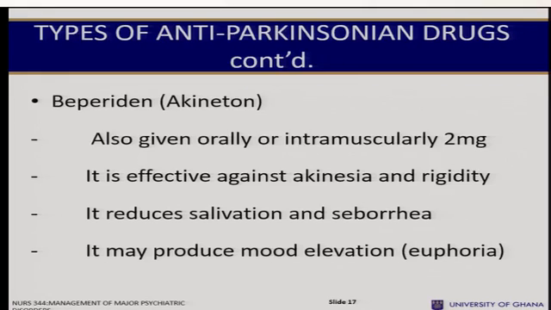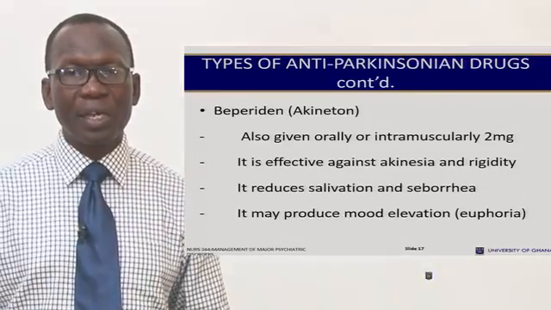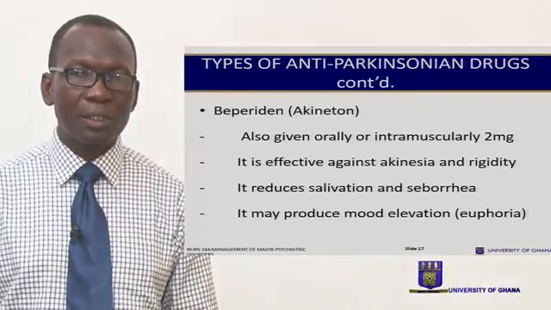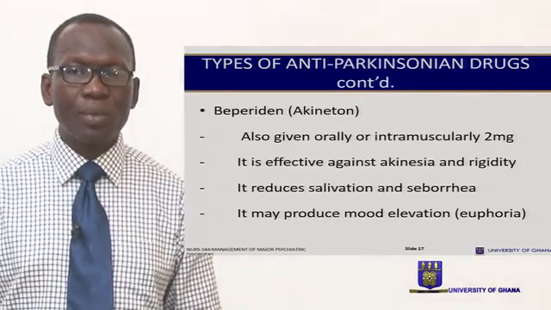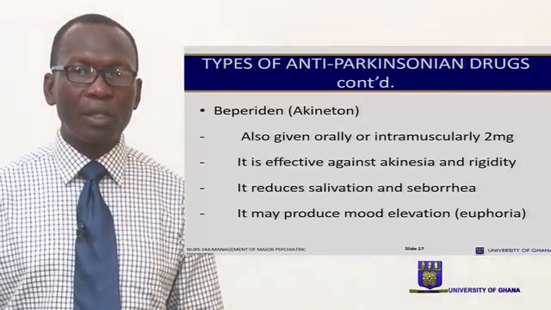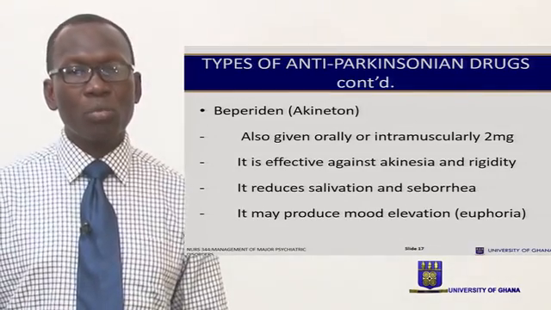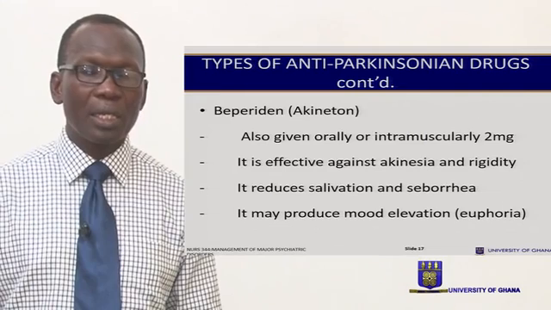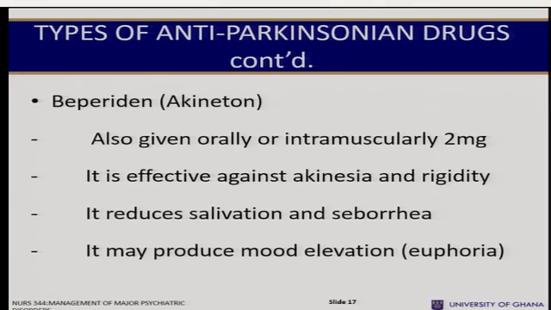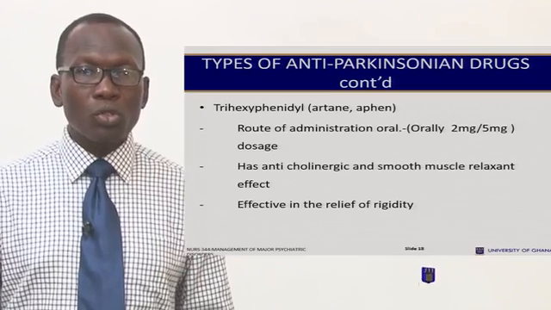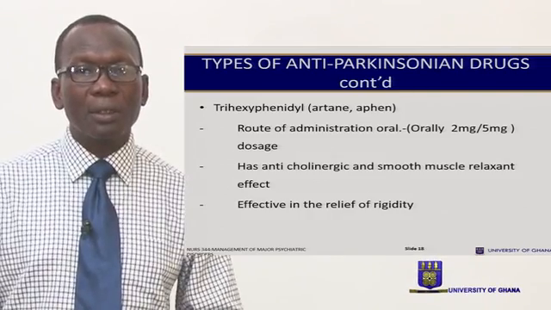We also have biperiden, which is given orally or intramuscularly, 2 milligrams. It is effective against akinesia and rigidity. It reduces salivation and seborrhea. Seborrhea is excessive oil on the skin. It may produce mood elevation, that is euphoria. So when you have to choose between other drugs for patients with akinesia and rigidity, then biperiden will be the best drug of choice.